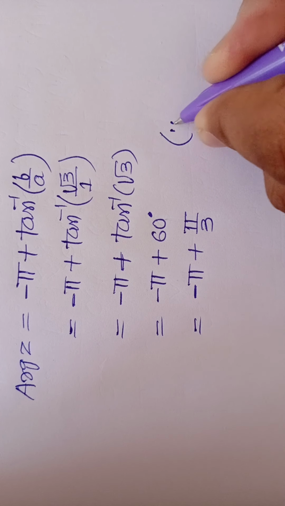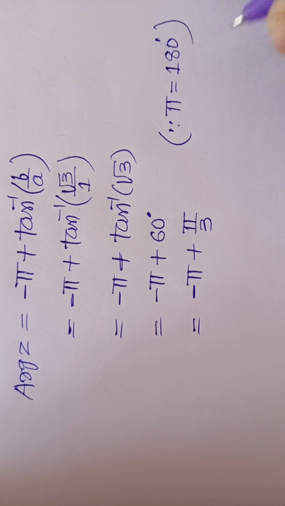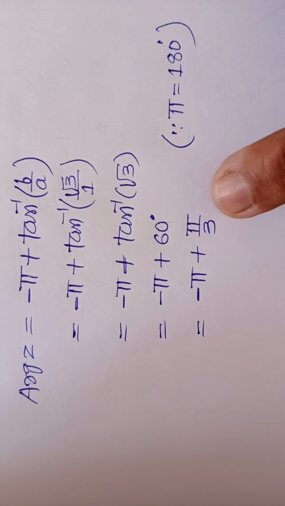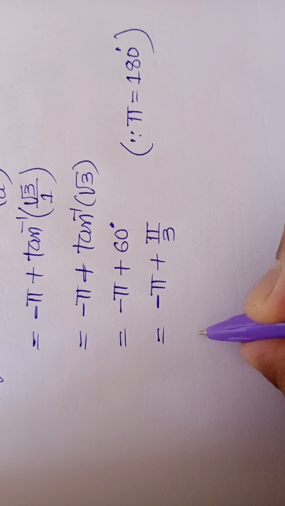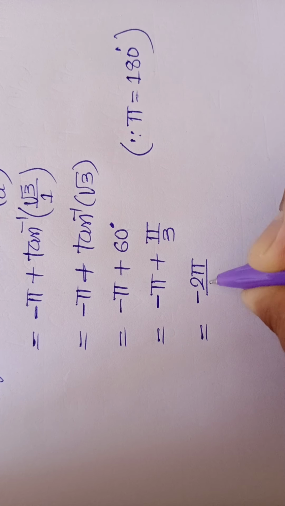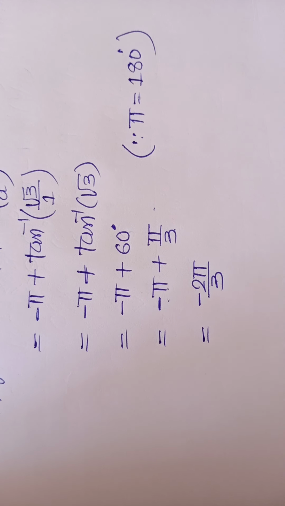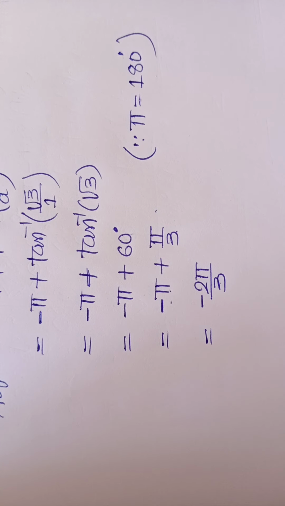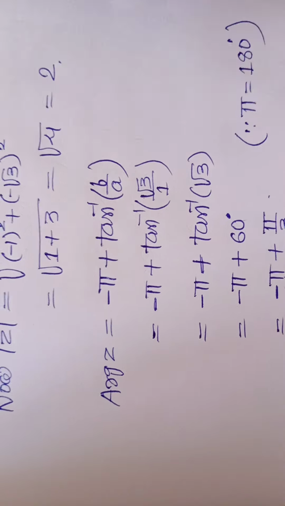Okay, I write the reason. The reason is pi is 180 degree. Remember this, pi is 180 degree. So 60 degree means 180 by 3. Actually we just write it in radian measurement. So this is minus 2 pi by 3. You know LCM? Minus 3 pi plus pi is minus 2 pi by 3. So minus 2 pi by 3 is the argument of this complex number. So with this method you get the argument and the modulus.